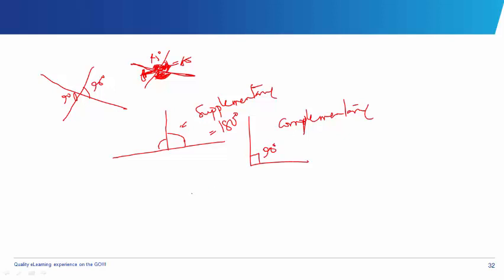Now another point is this, that the sum of angles at a point is always 360 degrees. The sum of all the angles at a particular point will always give you 360 degrees. Now later in the future, as we solve other problems, we'll come across how to apply this. Okay, now let's take some examples.